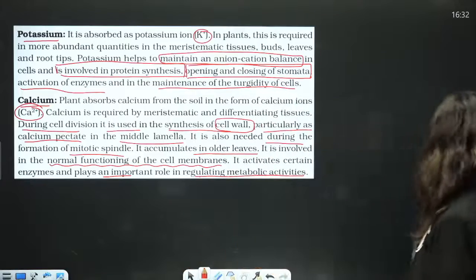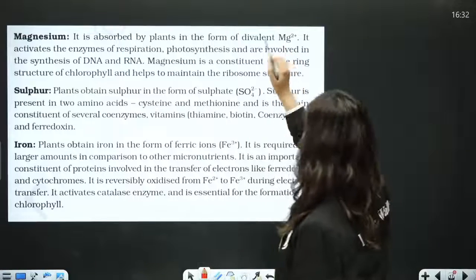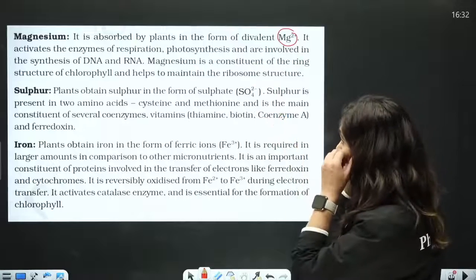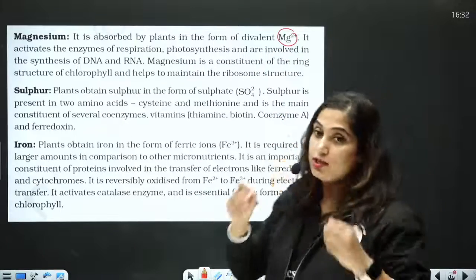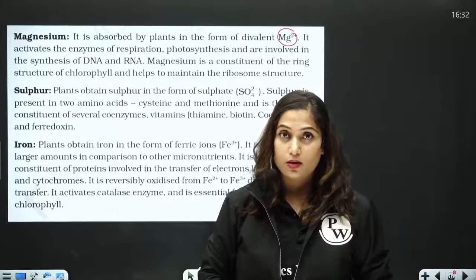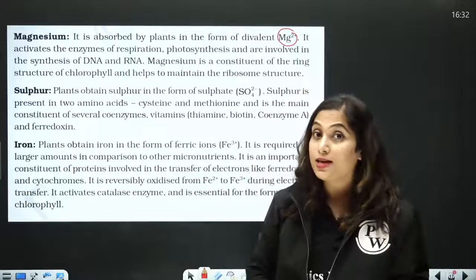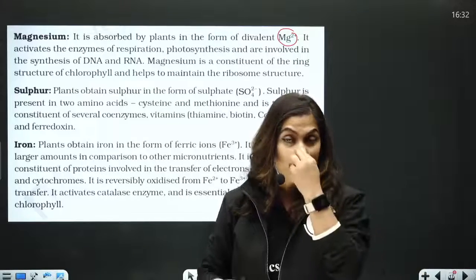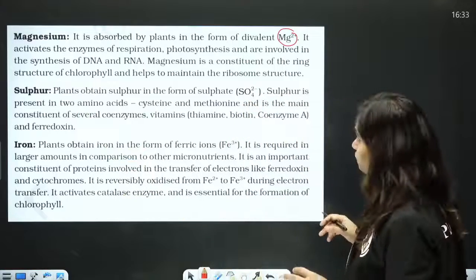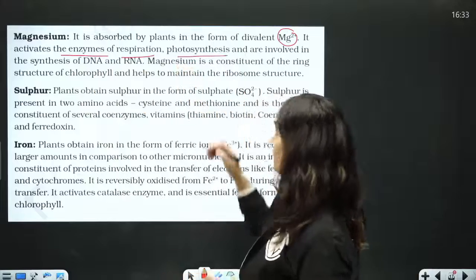Okay. Now let's move on. Magnesium, absorbed by the plant from the soil in the form of magnesium ions, Mg+2. Yes, very important. I just told you that magnesium is a very important enzyme activator. It activates the major photosynthetic and respiratory enzymes like hexokinase and rubisco. I just told you there, right? It activates the enzymes of respiration and photosynthesis.